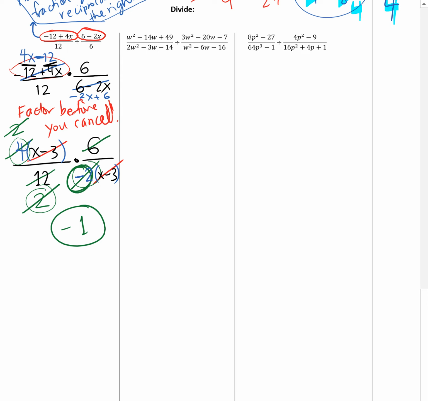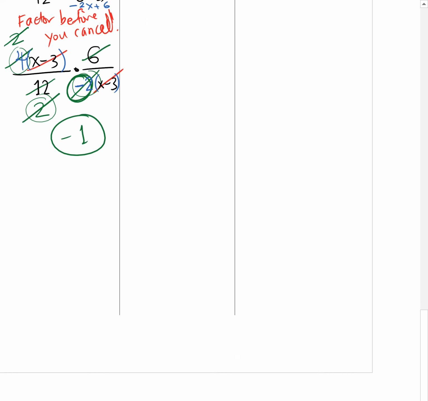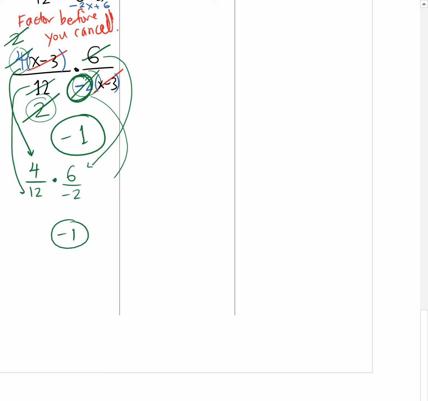Because there's nothing left. And if you wanted to write it more explicitly, after those x minus 3's canceled, you could have written the numbers that were left over. There was a 4, there was a 12, just to be really careful. There was a 6 here, and there was a negative 2 here. And you could have canceled it when you were there, but you would end up with negative 1 either way. It's up to you, whichever way you want to write it.